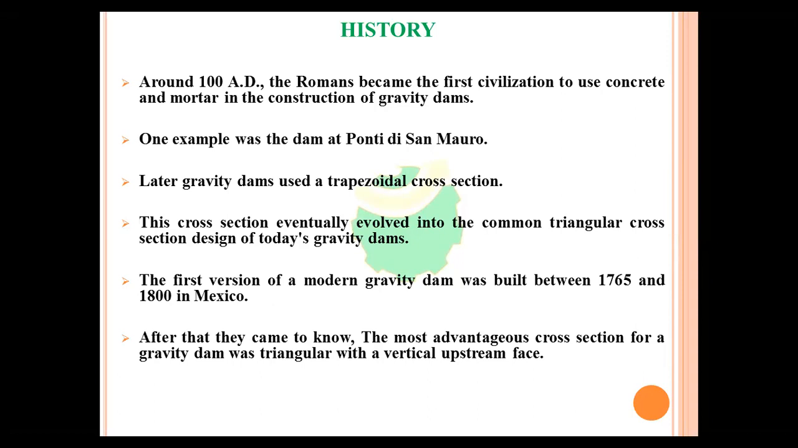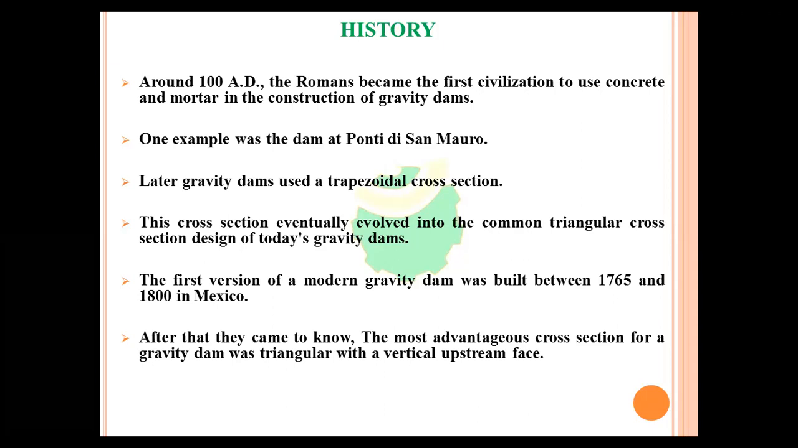That is called the trapezoidal shape. Nowadays, we are using the trapezoidal shape in construction of gravity dams. This cross section eventually evolved into the common triangular cross section design of today's gravity dams.